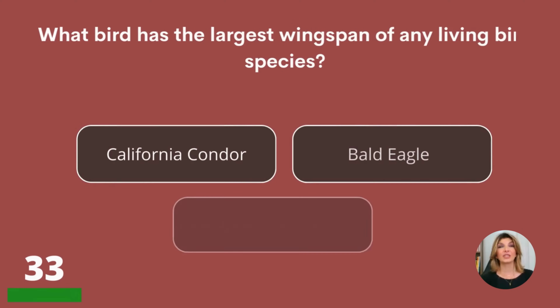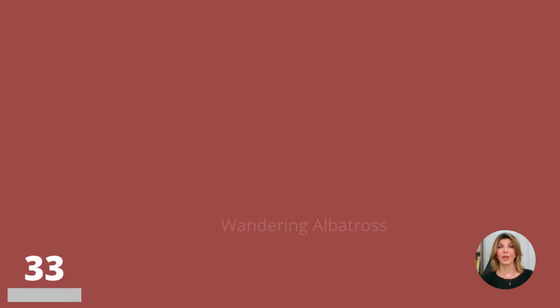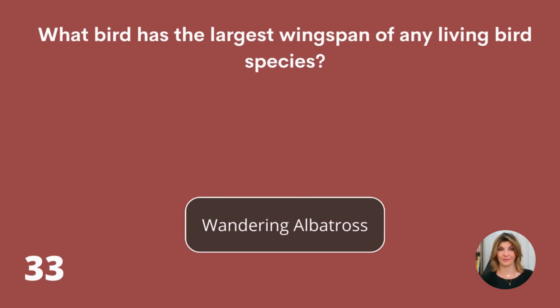What bird has the largest wingspan of any living bird species? The California condor, the bald eagle, or the wandering albatross? Wandering albatross.